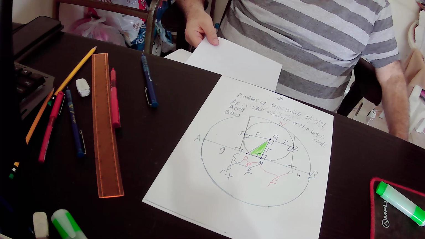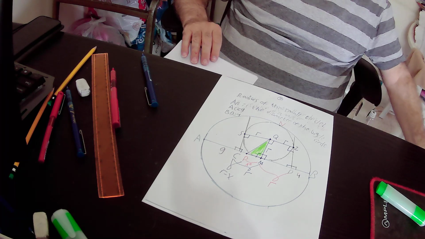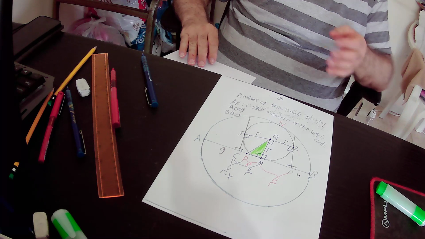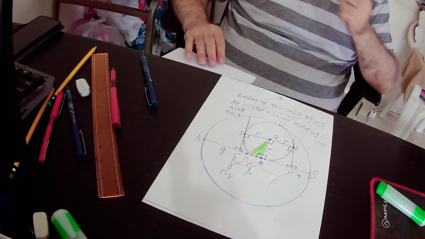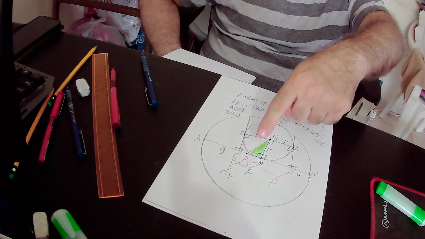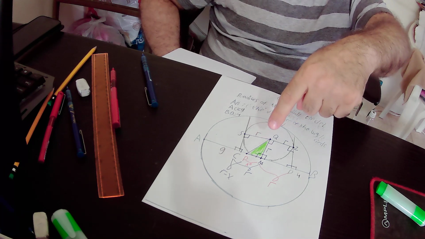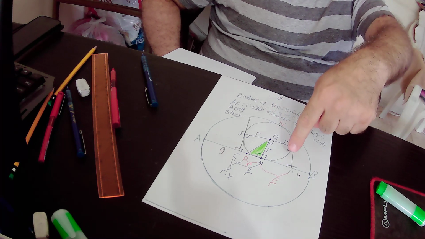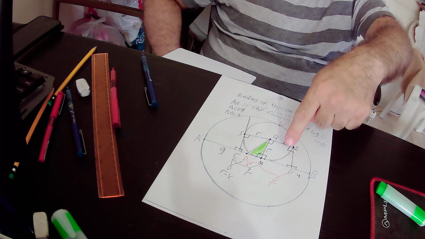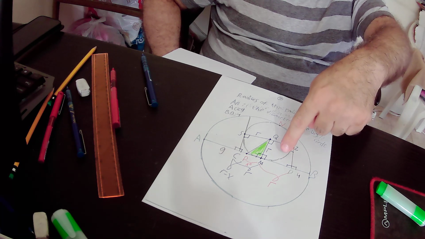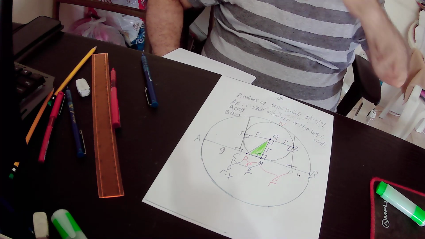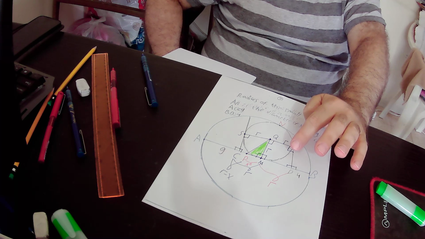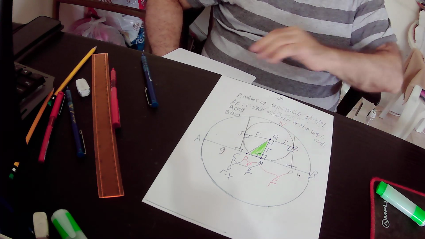Okay, so we will focus on quadrilateral QZMD. This quadrilateral has 3 right angles, and the sum of those 3 right angles is 90 degrees times 3, which is 270 degrees.